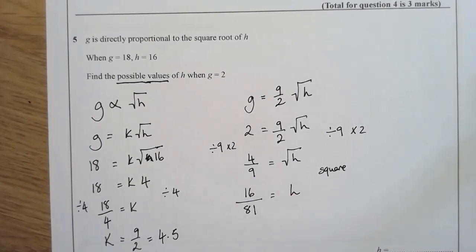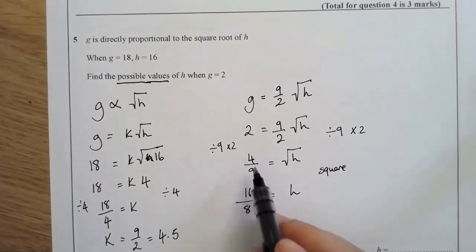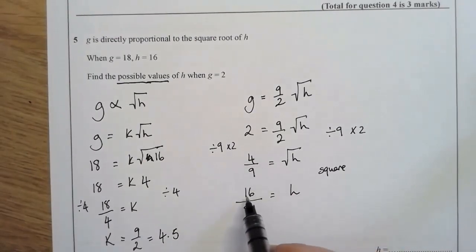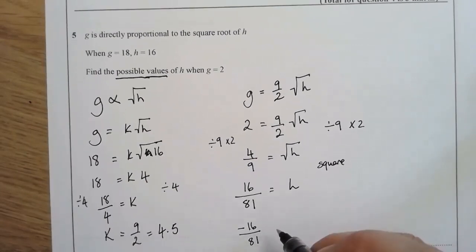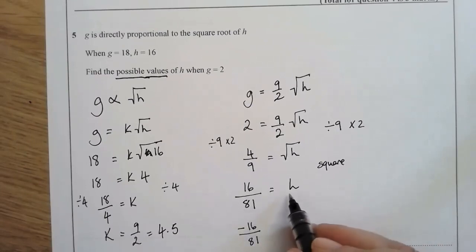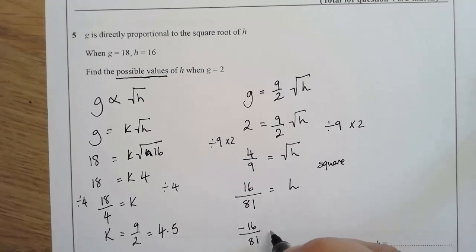But this H could also be negative. Is that right? I think we're also looking at negative 16 divided by 81. I might be wrong, but that's what I think. It says possible values, and this is a possible value. I'll have a think about that one. Maybe. But this is the answer that we're going to put on the answer line.